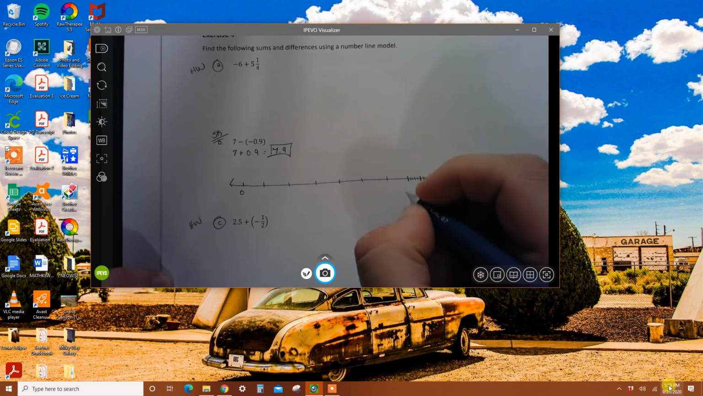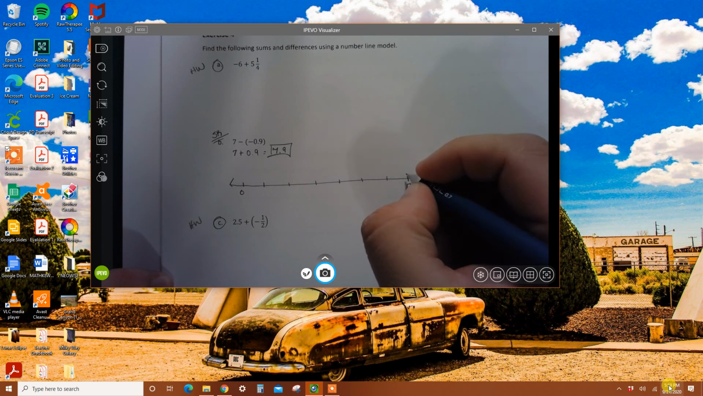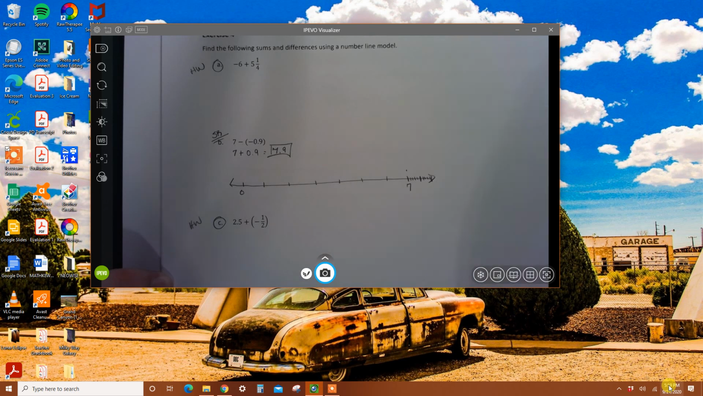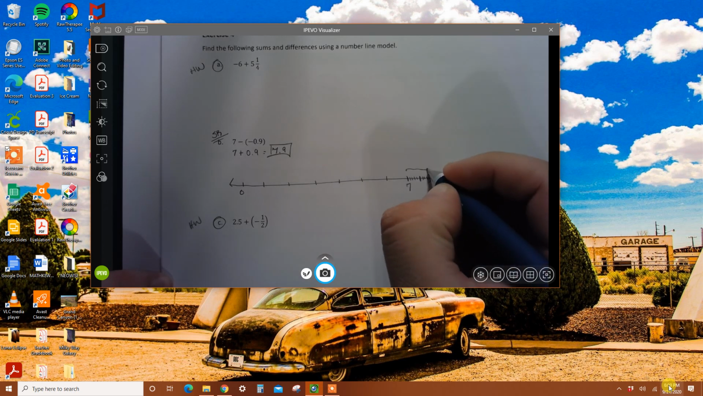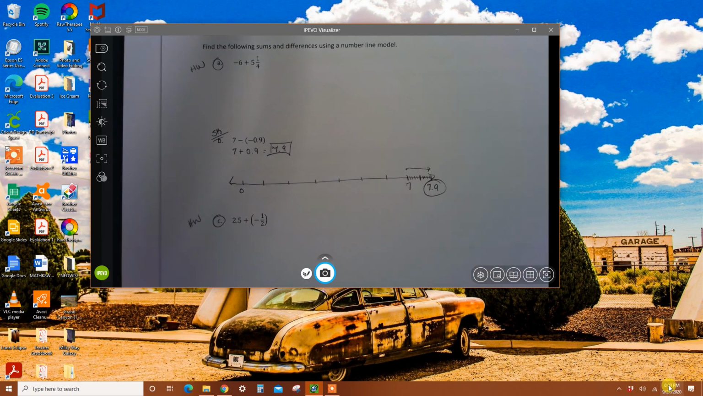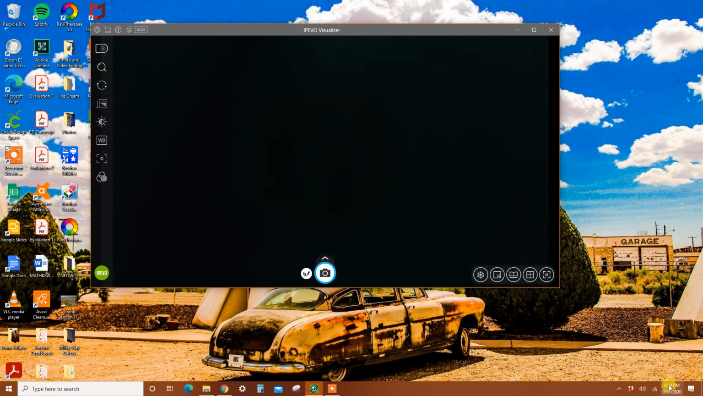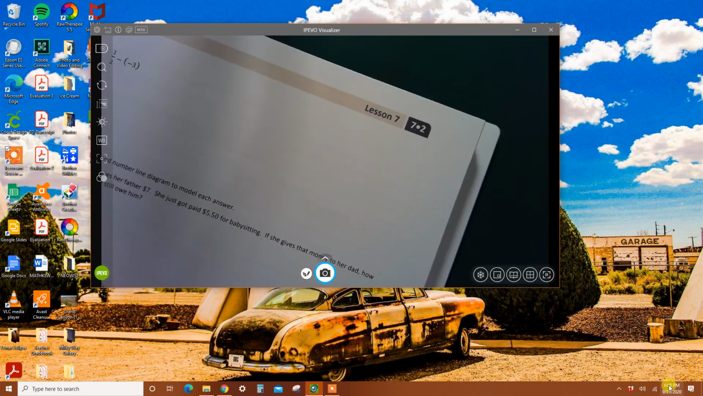So I'm at 7, and I need to add 0.9. So I go 5, 6, 7, 8, and 9. So my answer would be 7 and 9 tenths. Okay? Easy peasy, simple, extra cheesy. All right.